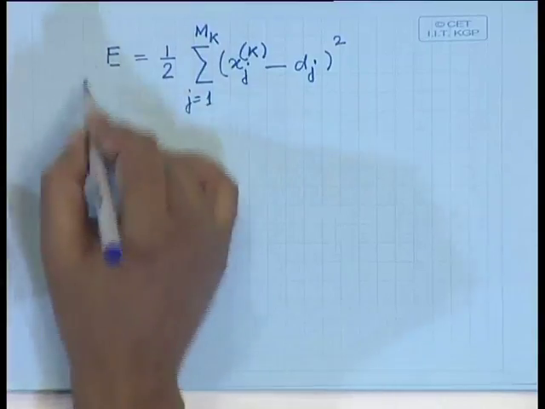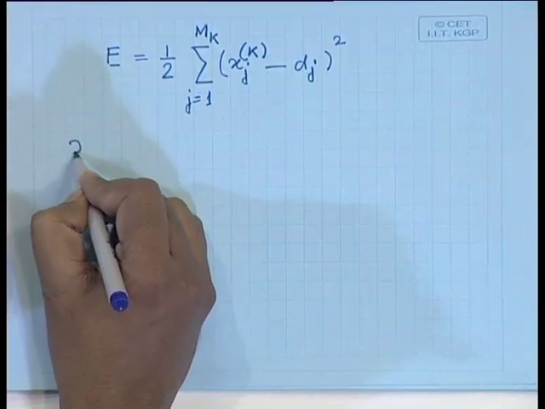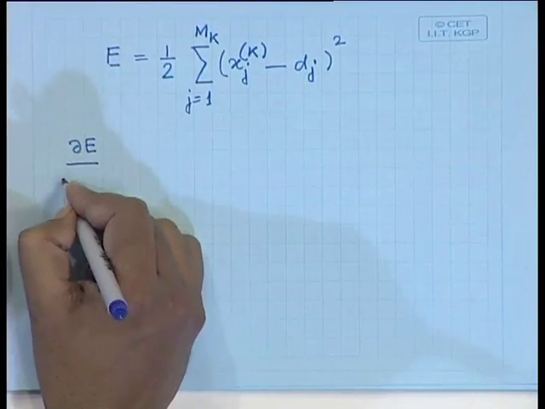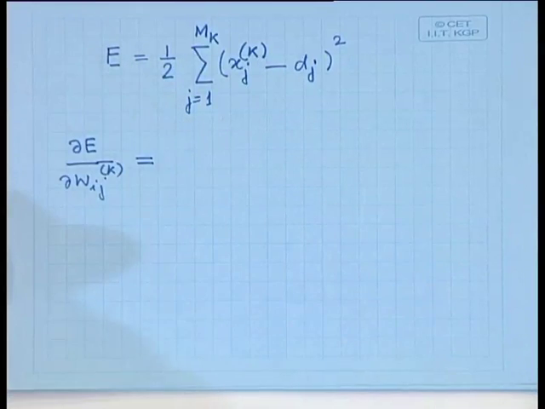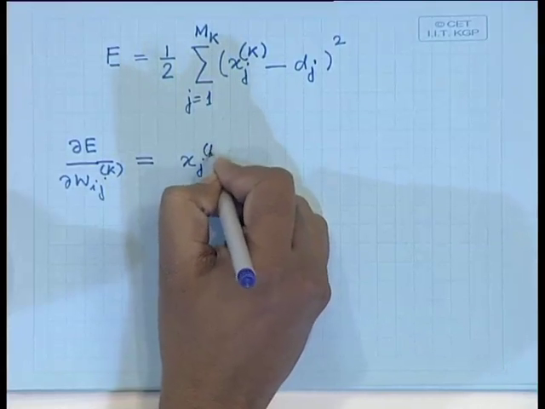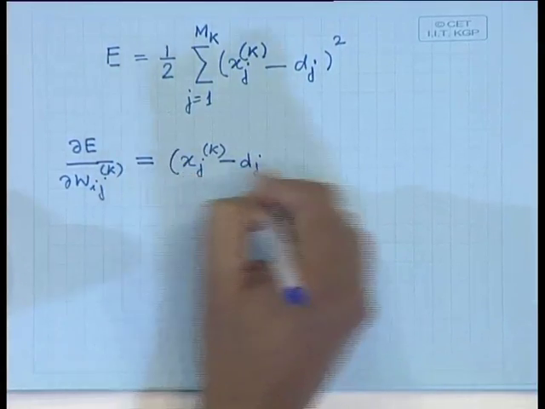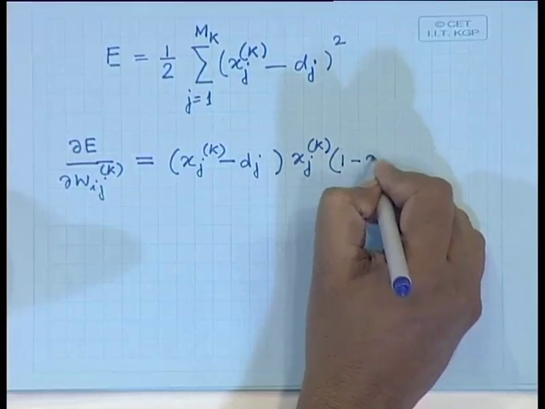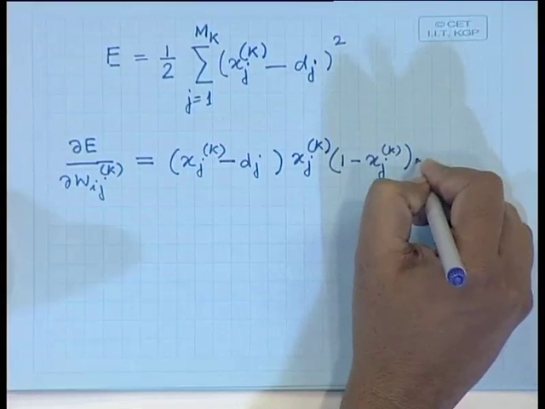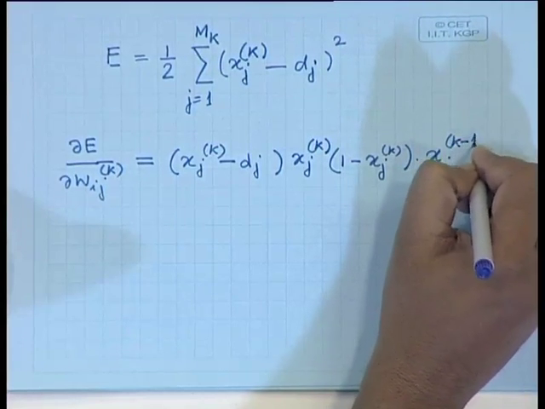For adjusting the weight vectors, we follow the gradient descent approach, and we have to take the derivative of this with respect to w i j k. Using that derivative, we adjust the weight vector following the gradient descent approach. So, we have taken the gradient del E upon del w i j k, and we have seen that this derivative comes out to be x j k minus d j, into x j k, into 1 minus x j k, into x i from layer k minus 1.